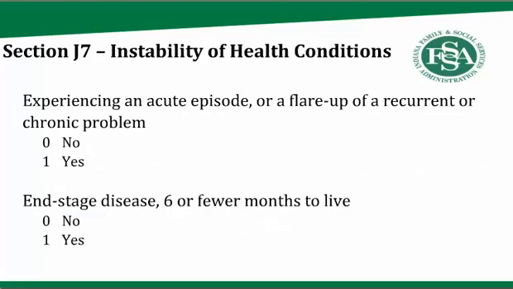J7 looks at instability of health conditions. And the first item here is the person is experiencing an acute episode of a recurrent or chronic problem, or they're experiencing a flare-up of a recurrent or chronic problem. An example of an acute condition could be the flu or a drug reaction, and a recurrent acute condition can include a UTI. A flare-up of a chronic condition can include new shortness of breath for someone with a history of asthma. So those are just a few examples that you can use for this item, and it's a simple yes or no for the response here.